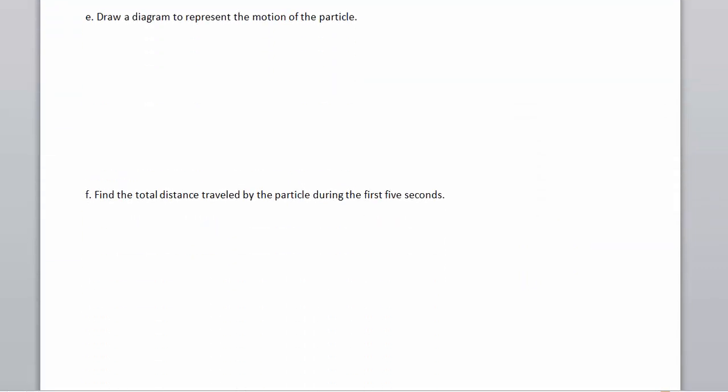Draw a diagram. So this is just to kind of see what's going on, what I just said. So it's not a graph. It's literally the particle starts here at time equals 0. It hasn't gone anywhere. Okay, from 0 to 1 second, I'm going forward, so I can put this little arrow. Time equals 1. And then from 1 to 3 seconds, I'm going backward.